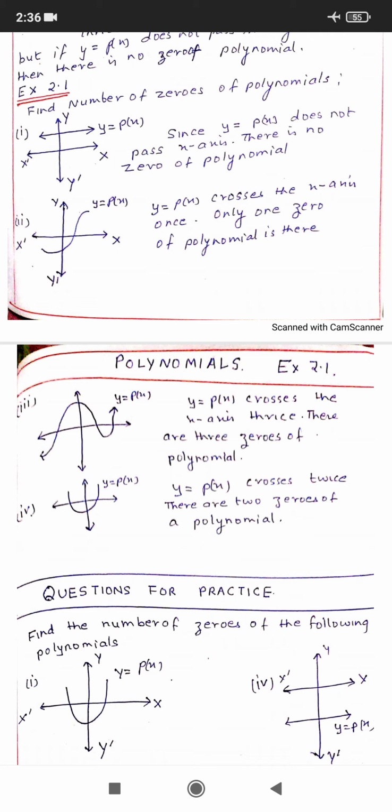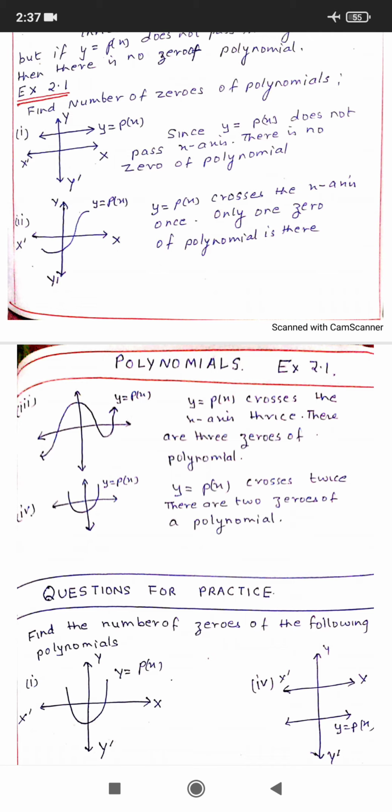As you can see, y = p(x). The first curve is y = p(x), and y = p(x) does not pass through the x-axis. There is no zero of the polynomial. So it is not cutting the x-axis at all. So if it is not cutting the x-axis, that means it is not going to become 0 for any value of x. So there is no zero of the polynomial.